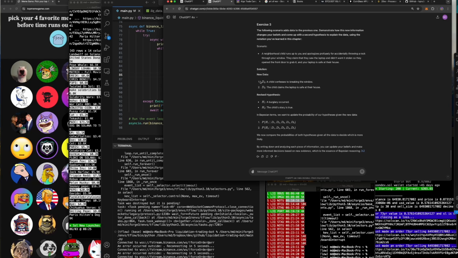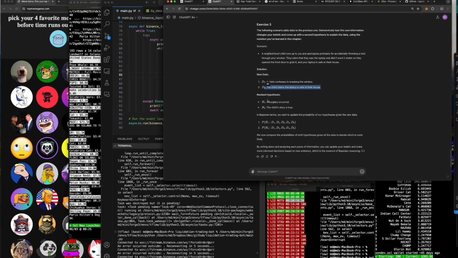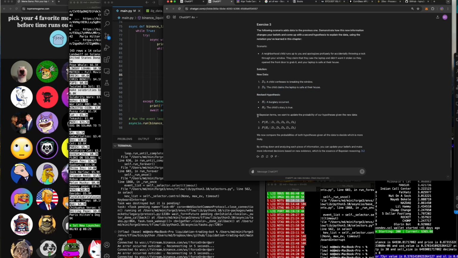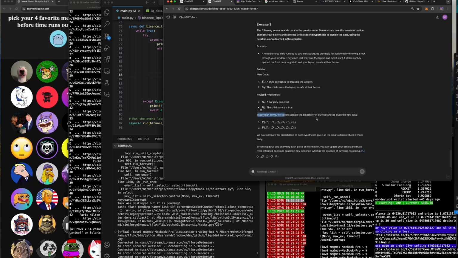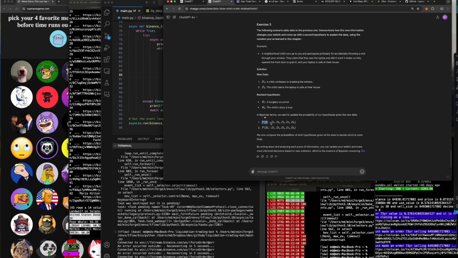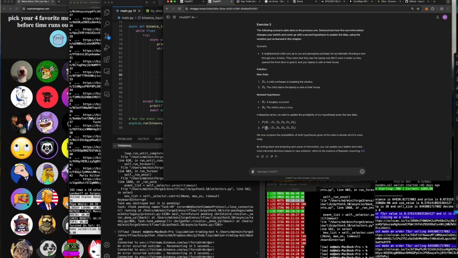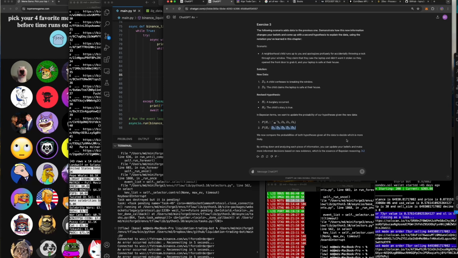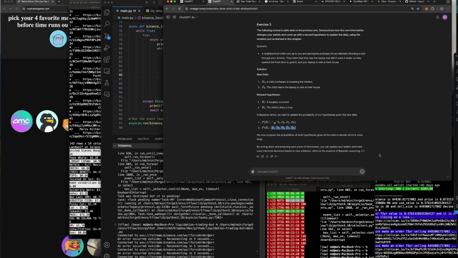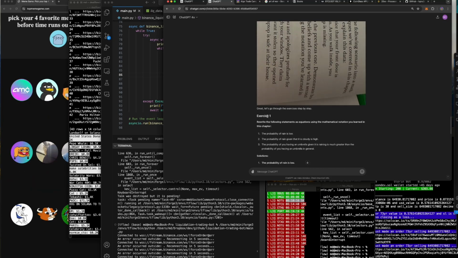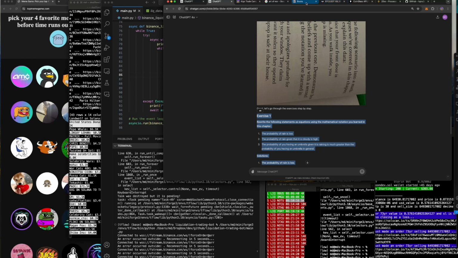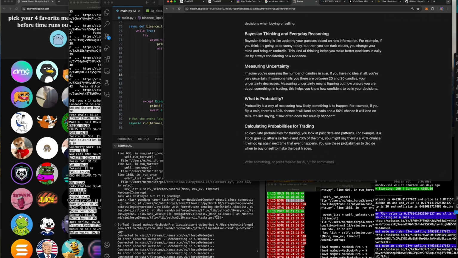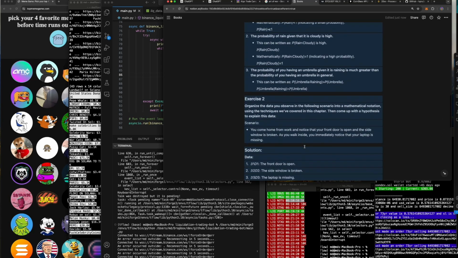Okay, so D4, a child confesses to breaking the window, new data. D5, child claims the laptop is safe at their house. Revise hypothesis: a burglary occurred or the child's story is true. So now in Bayesian terms, we want to update the probability of our hypothesis given the new data. So P1, and then H2, hypothesis 2, now with 5 data points. We can compare the probabilities of both hypotheses given all the data to decide which is more likely. Interesting. I wonder if I can just put this in there, how it looks at least. It looks pretty good, actually.